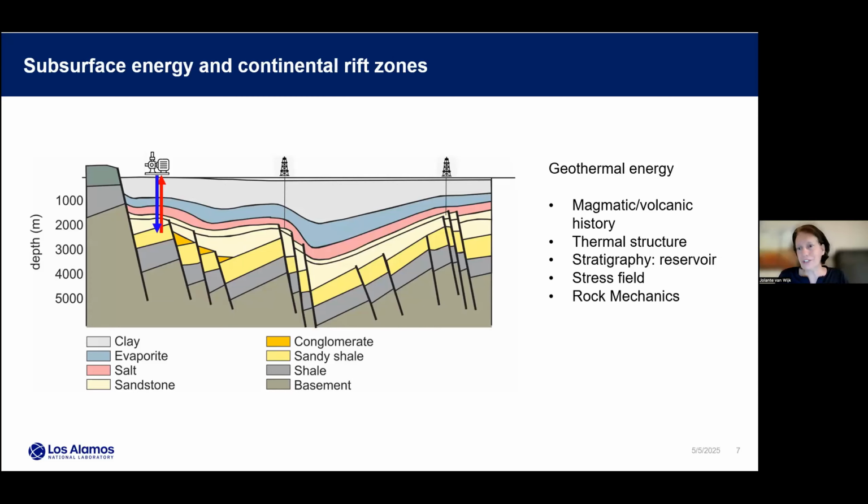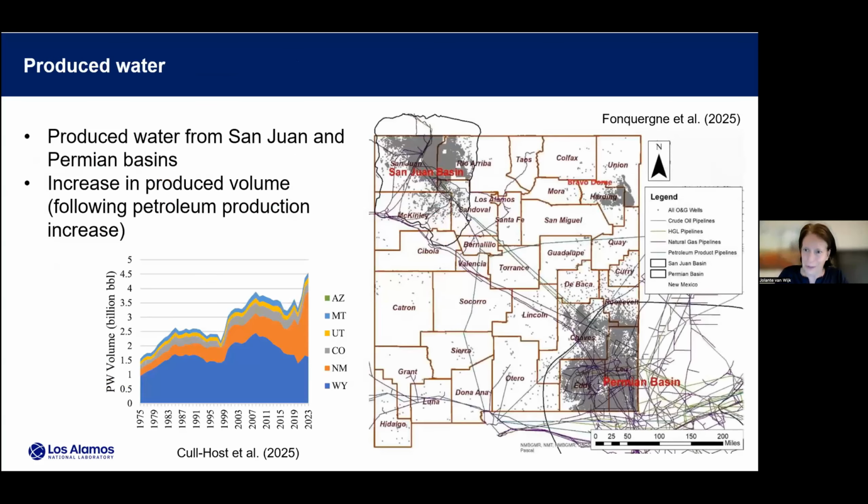So in the remainder of this short talk, I'm just going to go over a couple of examples of these economic aspects of fluids in continental rifts and give you examples of how the stratigraphy and structure play a role in our success or non-success of production. So I'm going to start with produced water.